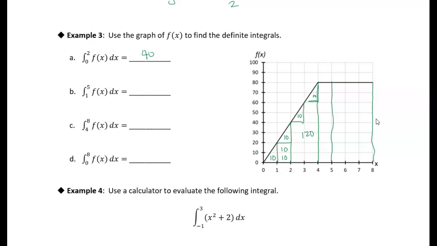Now this one's pretty easy. I just count the rectangles, right? It goes all the way up to 80. So we have 1 by 80. So it's 80. And then this last one is 240. Okay. There's a number of different ways you could approach this.